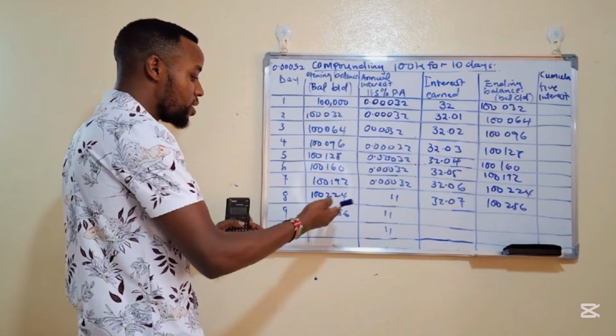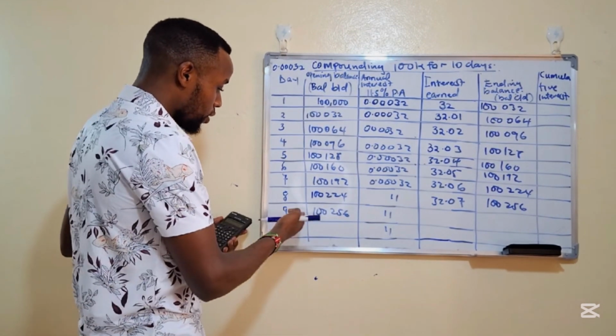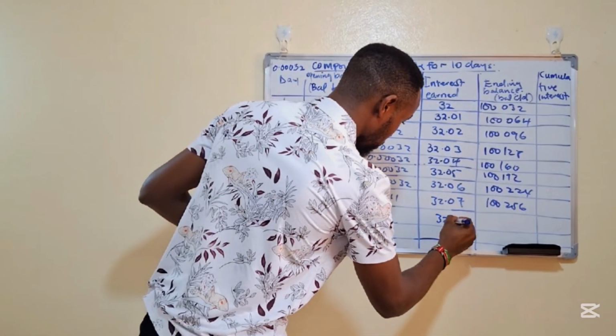Kindly confirm if I'm still okay. I might have lost the track. Now, if you multiply this one by this one, you get 32.08.